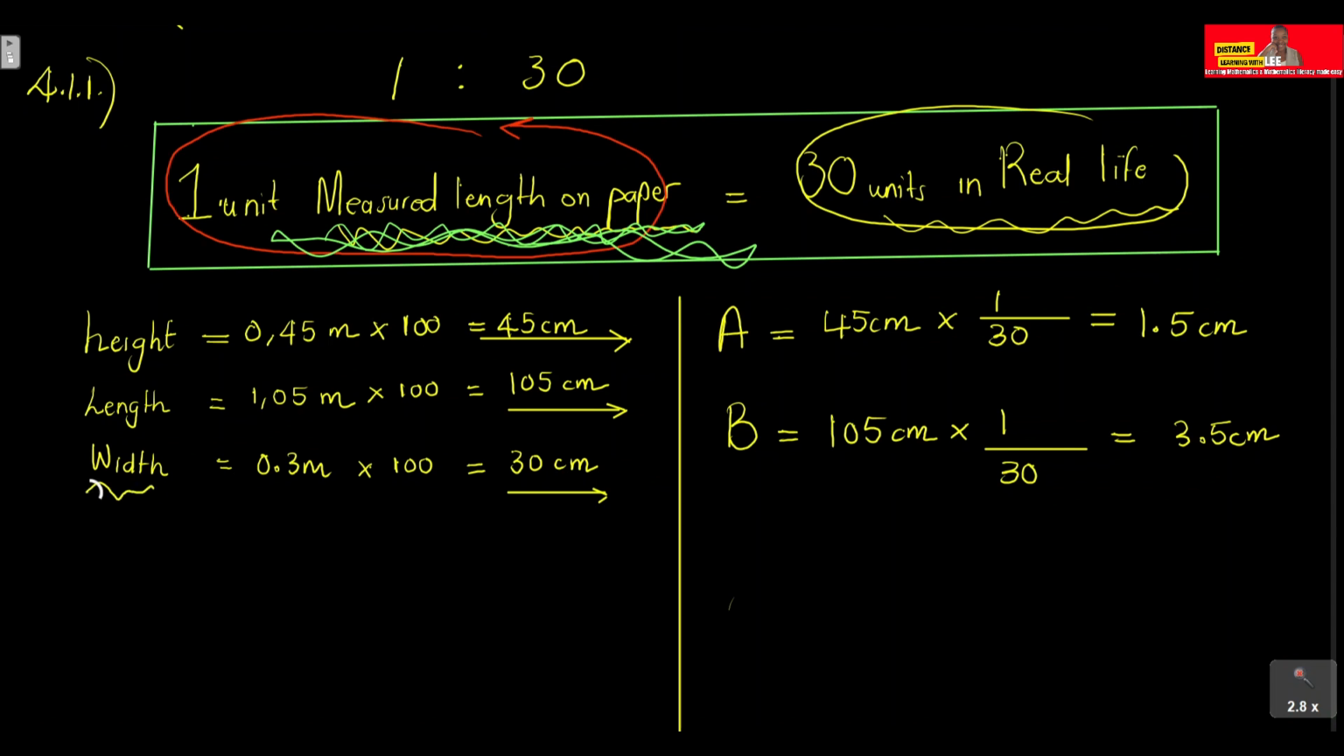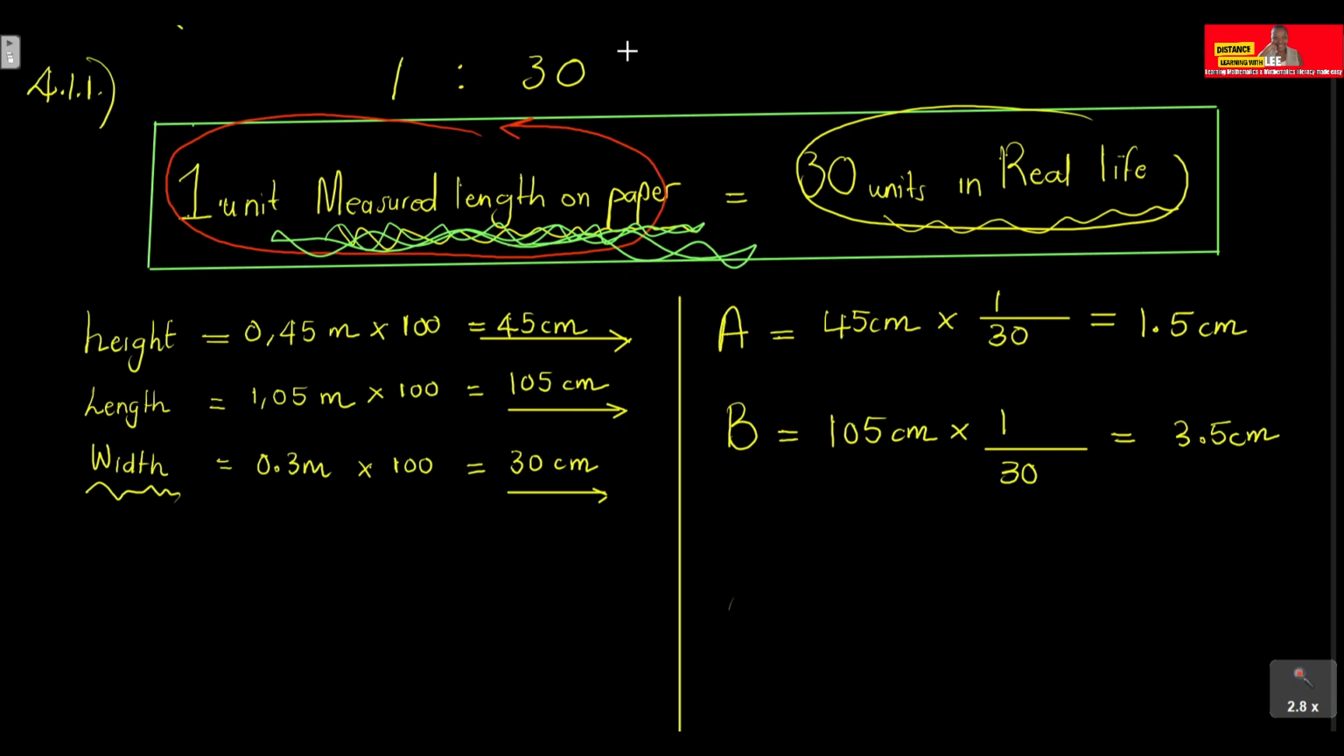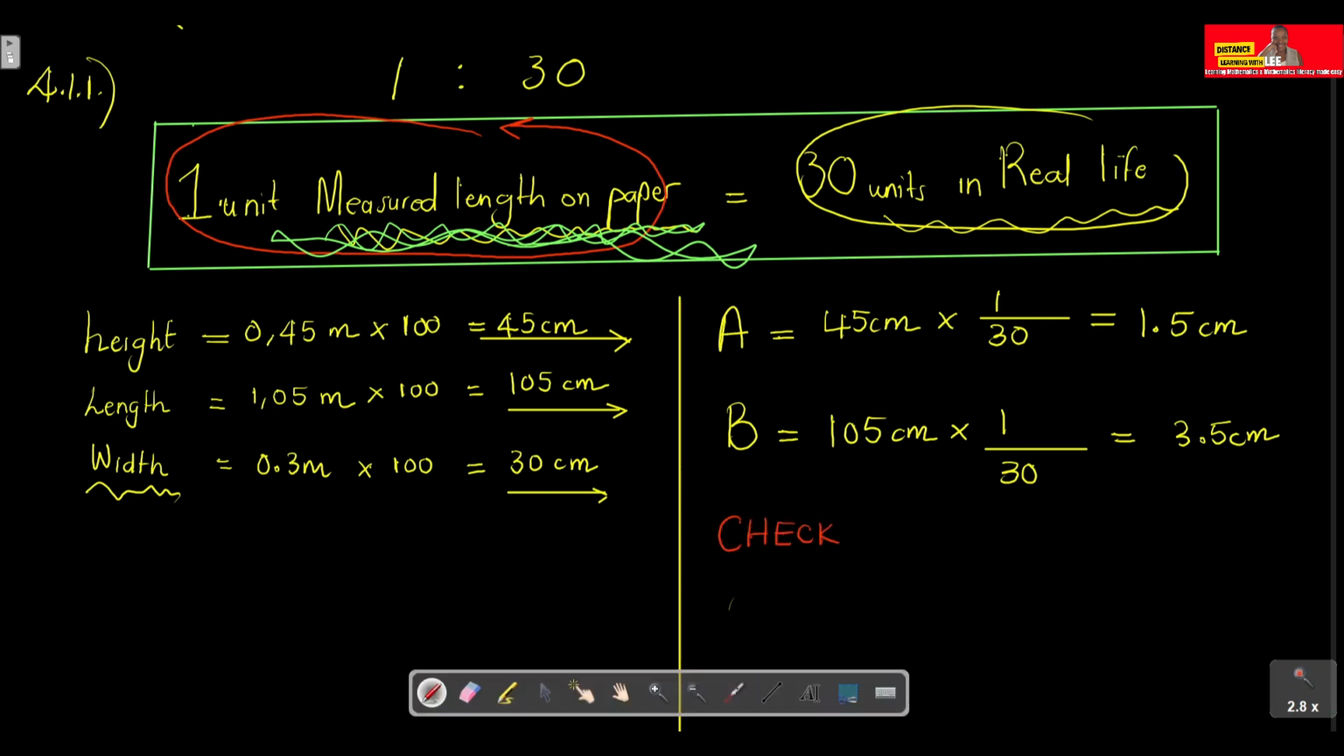Let us just confirm the width. Let's check to see if our method is actually correct by using the same method to determine the width. If we don't get this answer of 1 centimeter, then we know that we've done something wrong. Same thing here. We're going to take that 0.3 meters. If we take 0.3 meters, that is the same as saying 30 centimeters. This is just a check. We are checking so that you guys see that this method is actually correct.